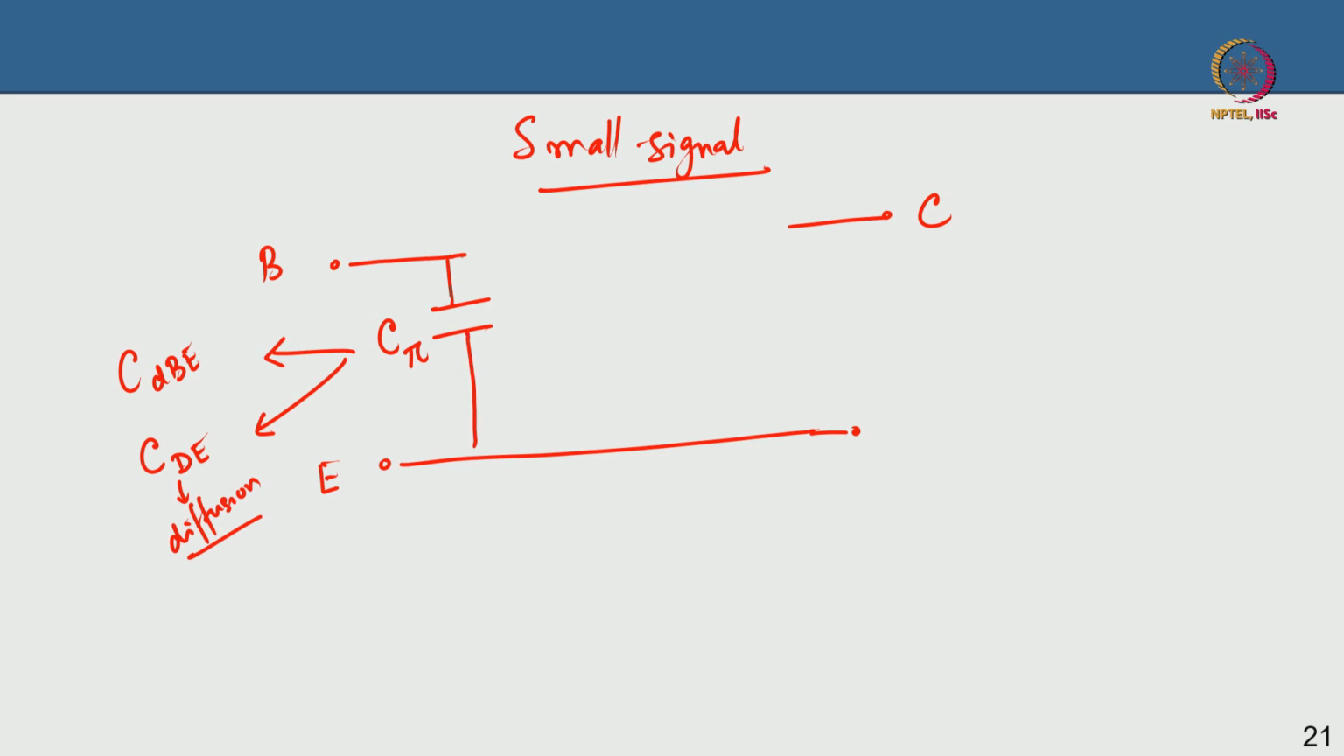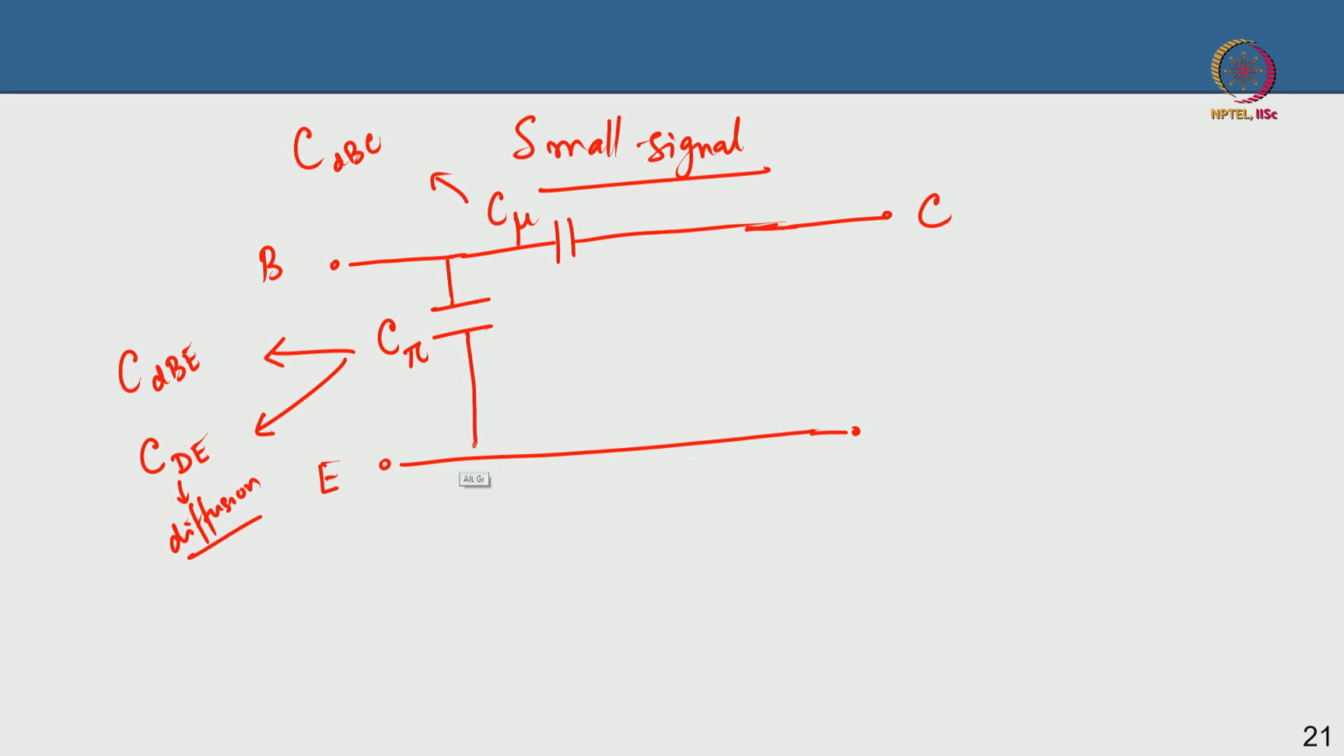Alright. Now between the base and collector you have what I call C mu, and C mu is nothing but your base collector capacitance. So I can call it the depletion of base collector, the base collector width that will change with applied collector bias, that is your base collector capacitance.